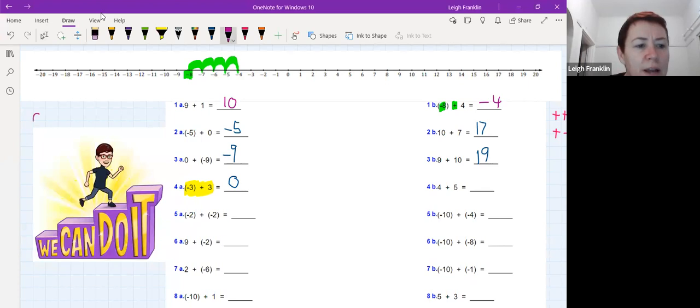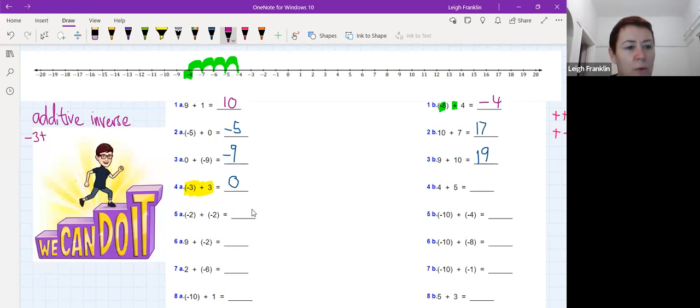This is called an additive inverse. All right, and when we work with additive inverses, we always get 0 as an answer. So for example, here we started at minus 3 and we added 3 and we got 0. Or we could start in a positive place. I could start at positive 10 and I could take away 10 and I would get 0. That would also be called an additive inverse.